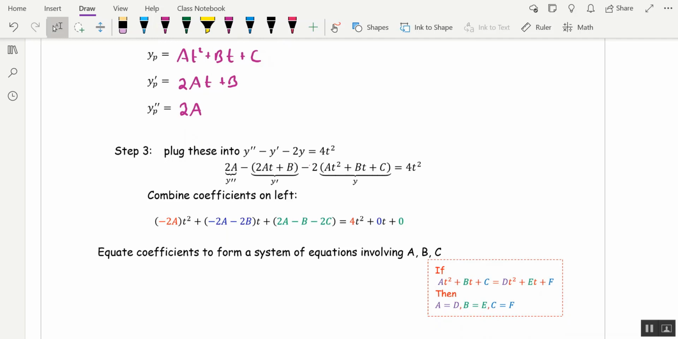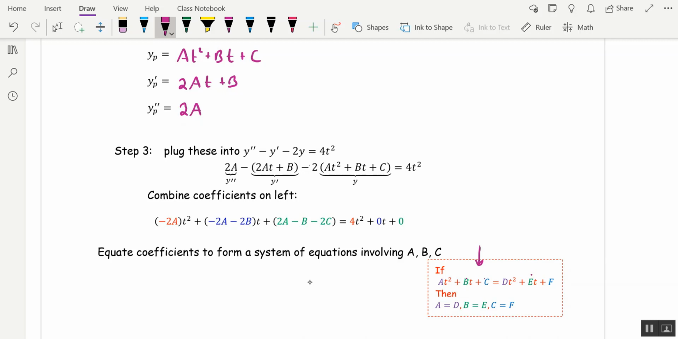If you have 2 polynomials that are equal, that means the coefficients of, in this case quadratic polynomials, the coefficients of the quadratic term are equal. A must be d. The coefficient of t has to be equal to the coefficient of t. So b is e, and then the constants are equal. C is f. So now I'm going to write down 3 equations.